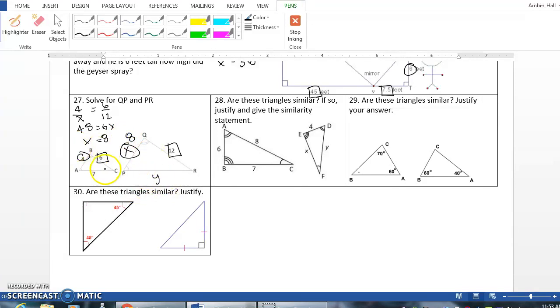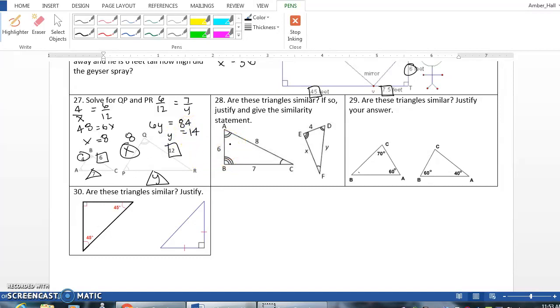Same thing except for now with Y. So we can use 6 and 12 still, and then we have 7 corresponds with Y. So 6 over 12 equals 7 over Y. 6Y equals 84. Y equals 14.